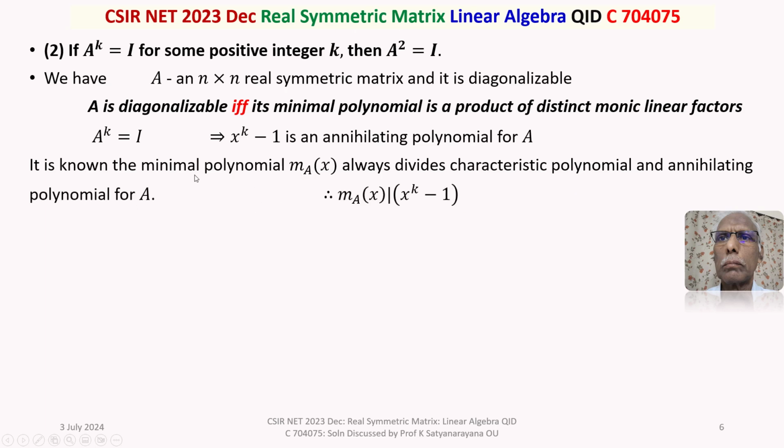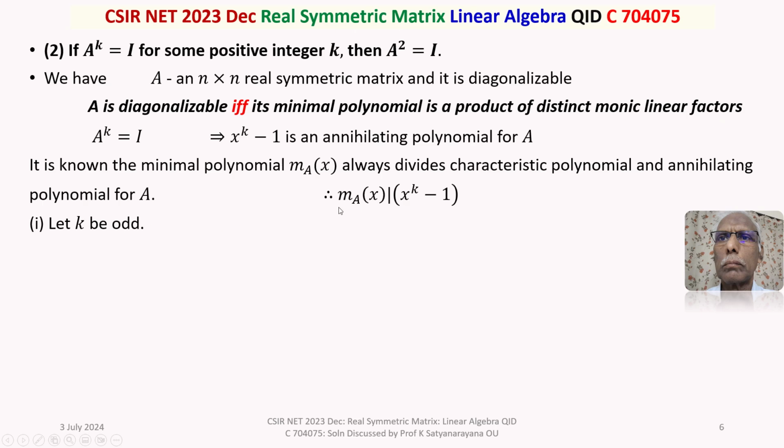And recall, it is known that the minimal polynomial m_A(x) always divides the characteristic polynomial and any annihilating polynomial. Now, the minimal polynomial m_A(x) must divide the annihilating polynomial, that is x to the power of k minus 1. Now, we discuss from now onwards in two cases. The first case when k is odd, the second case when k is even.